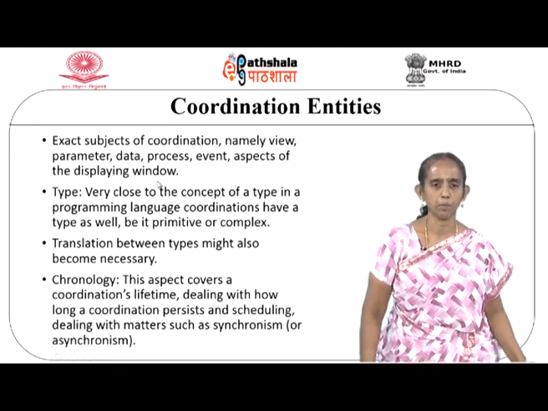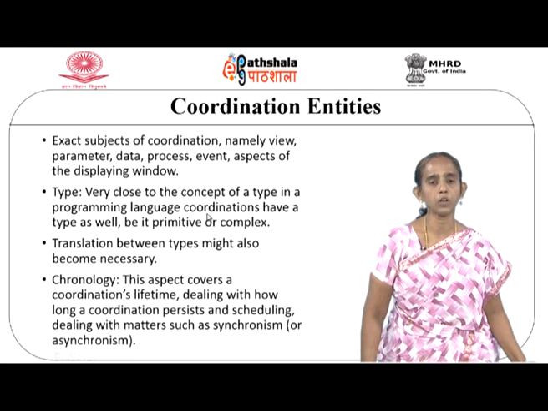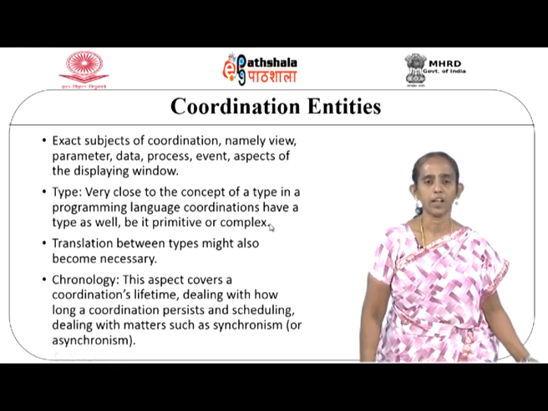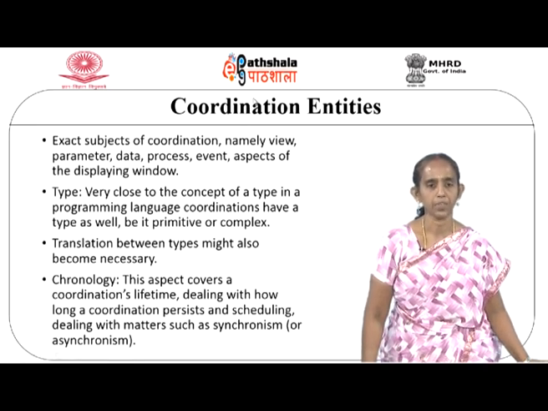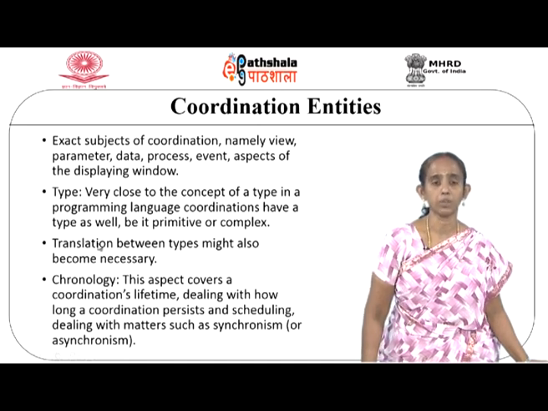The first one is a type. Very close to the concept of a type in a programming language, coordinations have a type as well, be it primitive or complex type of coordination. So the type of coordination that happens between multiple windows has to be the same or has to be in coordination with each other. The next one is that a translation between the types might also become necessary.